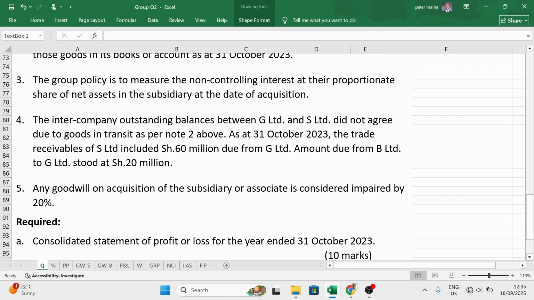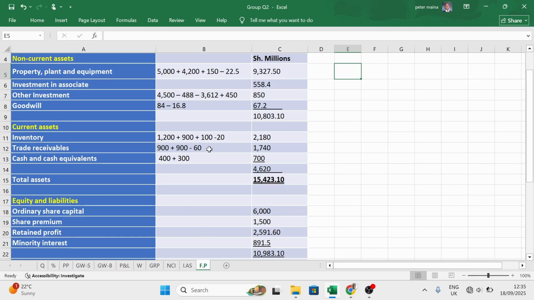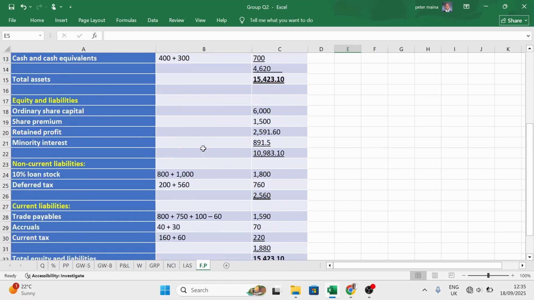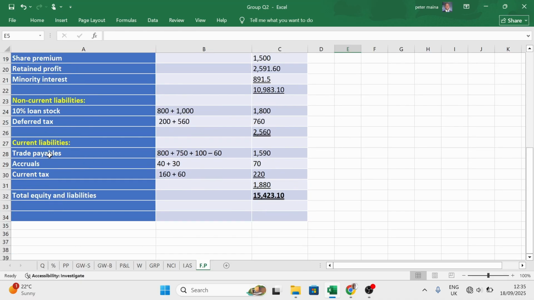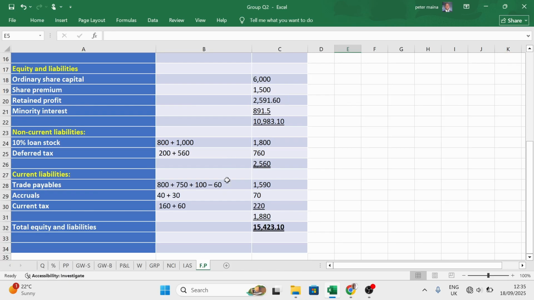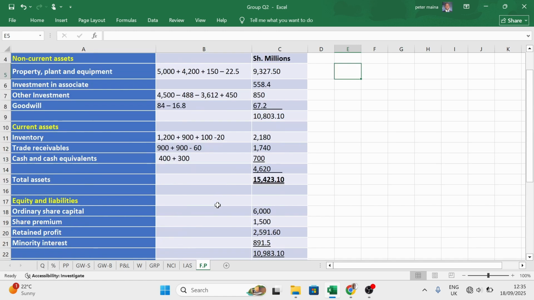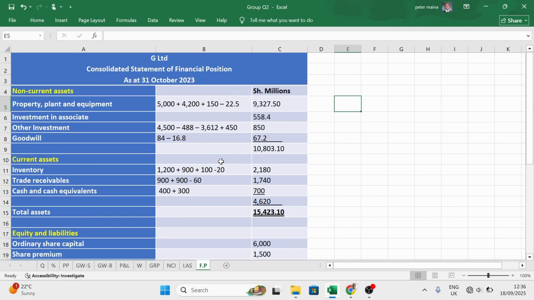So we are going to deduct this from both accounts receivable and the accounts payable, because to one company it is an asset, to the other company it is a liability. So the 60 million has been deducted from the trade receivables. The same amount has been deducted from the trade payables. And it is not even going to affect anything, because the same amount you deduct from liabilities, you also deduct from assets. It will not have any effect on the balancing of the statement of financial position.